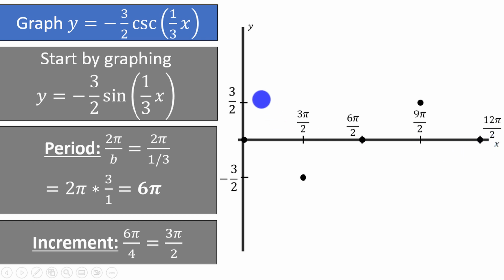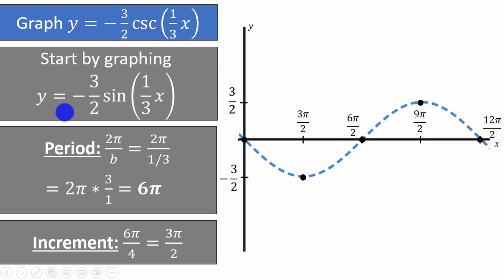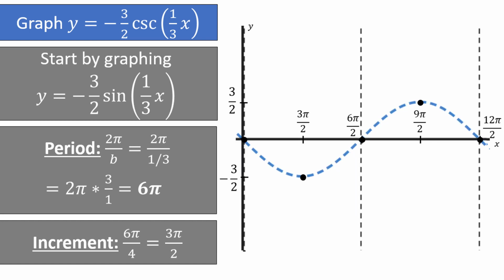At this point, we have graphed 3 zeros, one at 0, one at 6 pi over 2, and one at 12 pi over 2. These will correspond to the vertical asymptotes when we graph cosecant. Let's connect the dots in a dotted line that represents y equals negative 3 halves sine of 1/3 x. Next, anytime that you have a 0, draw a vertical asymptote, which will be at 0, 6 pi over 2, and 12 pi over 2.